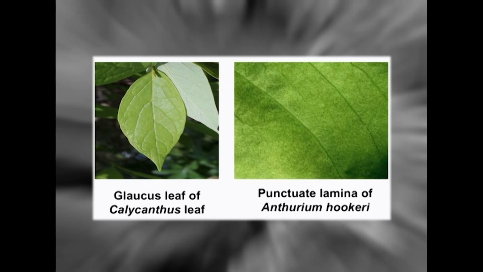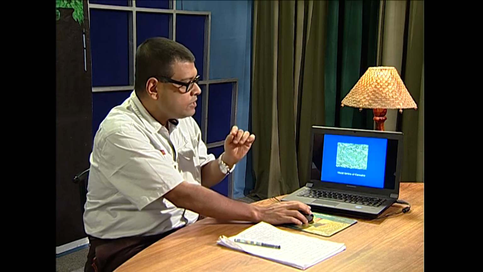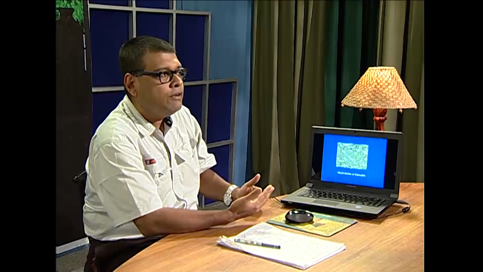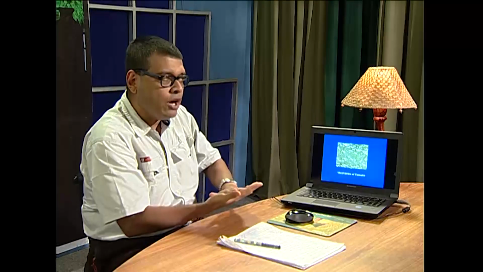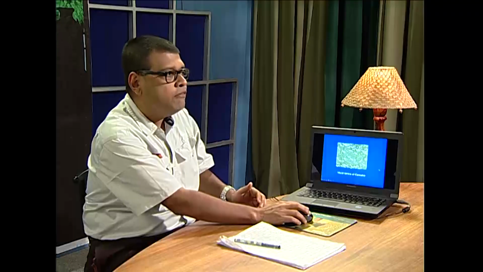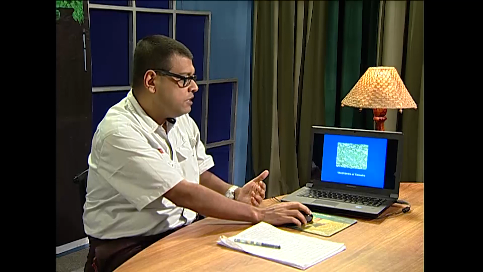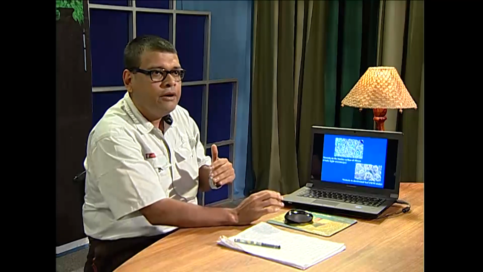Now that brings me to the different surface natures of the leaf. Sometimes it can be just dry, or sometimes it can be viscid, meaning a viscous fluid is coming out through the glands and that makes the surface slippery. And of course it is protecting in nature. But when we consider the different types of opening, the most important opening is the stomata.